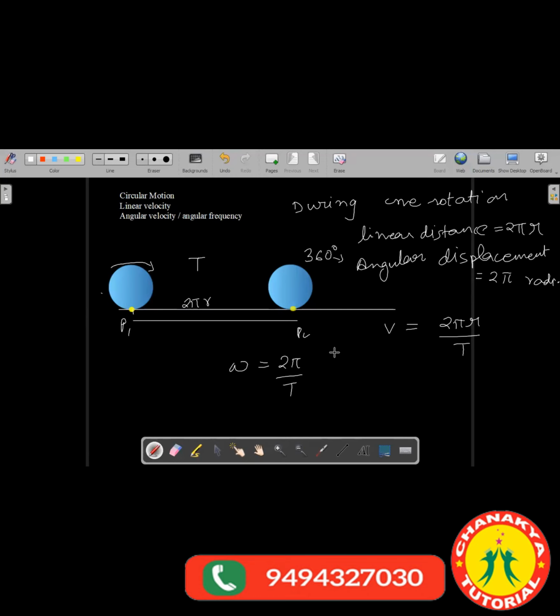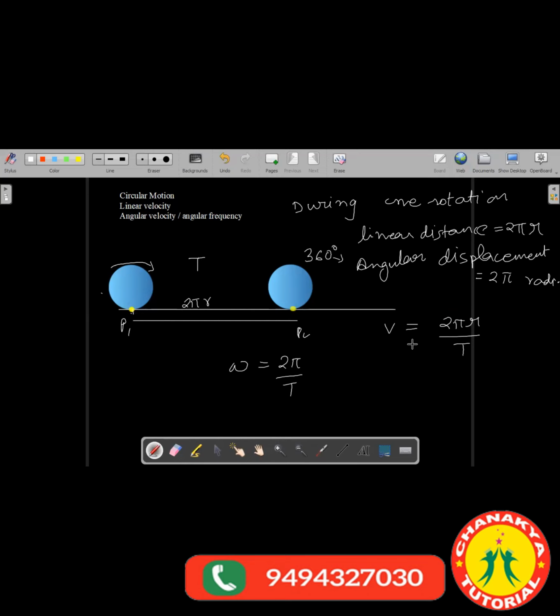Sir, what is T here? Time, sir. T is the time period of revolution. Okay, sir. The time it takes to complete one revolution. Since it is making one revolution from this point P1 to P2, T is the time that it takes to complete one revolution, and hence T is the time that it takes to cover the distance 2 pi r.